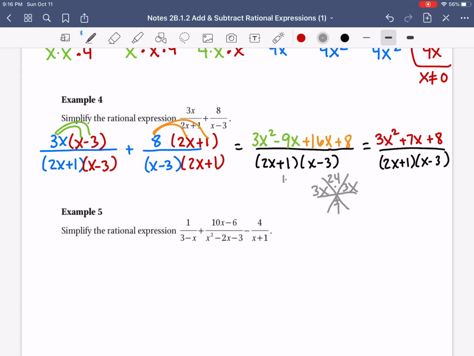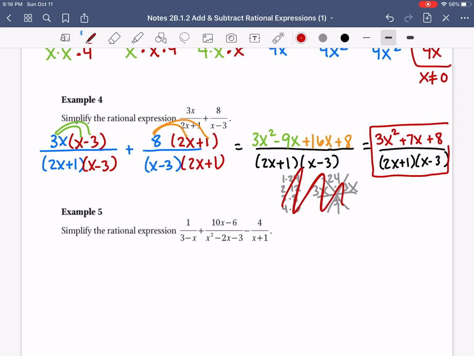So 24 is 1 times 24, 2 times 12, 3 times 8, 4 times 6. And that's it. Do any of those add to 7? No. So it's not factorable. Okay, it can't be factored. So this would just be our final answer.